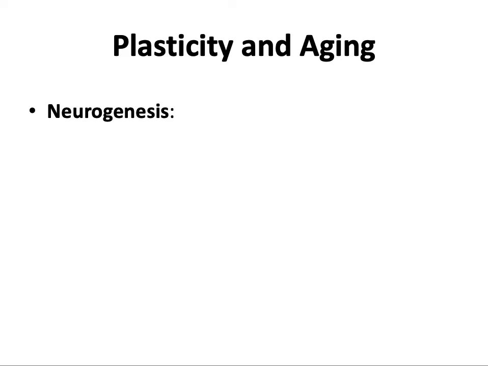Plasticity and aging. Plasticity decreases with age, but neural connections are made throughout your lifespan. This means that, say you're 12 years old and you suffer a traumatic brain injury, your brain will be more likely to recover from that and change and adapt to your life. Whereas if the same thing happened at age 80, your brain will not be able to regenerate itself quite the same way. The production of new neurons is called neurogenesis.